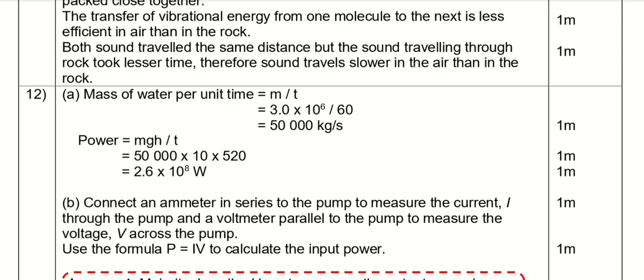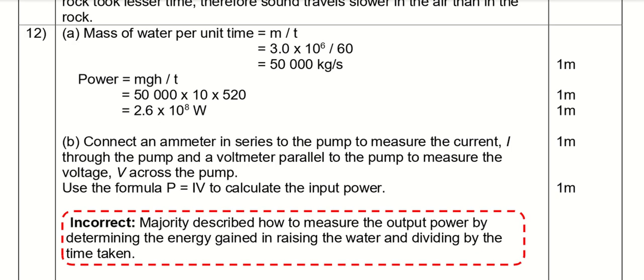So power equals mgh, right? Which is the energy over time. And we have time already, because this is 50,000 kg per second. So we have our time at the bottom. That is 1 second, I will have this amount of mass. Then I have my g, I have my h. Okay, so that's for 12A.